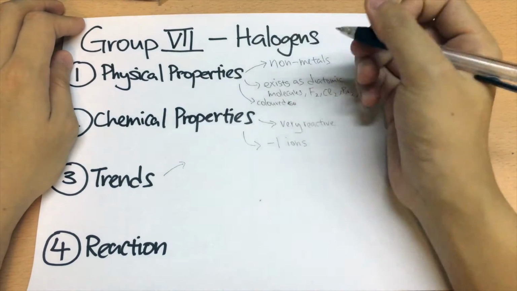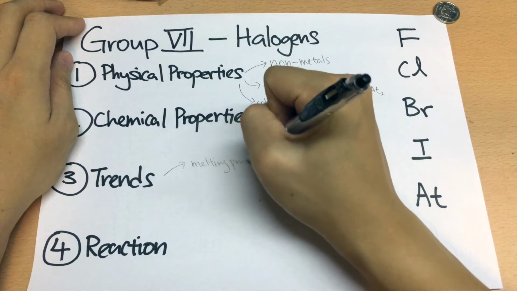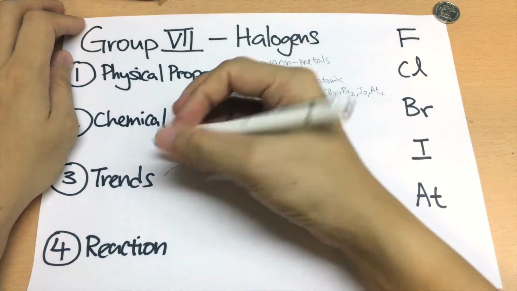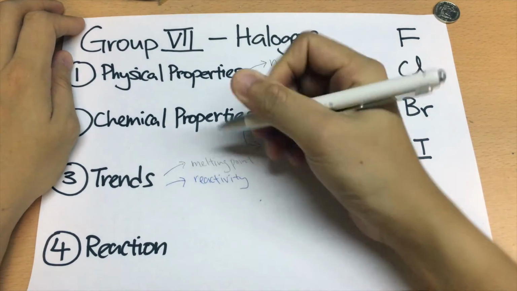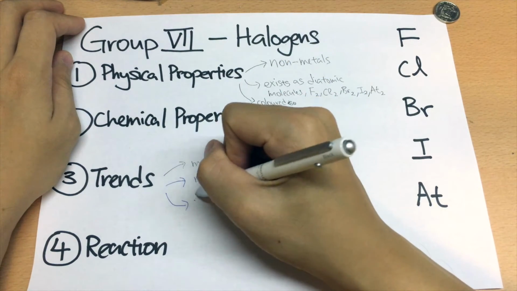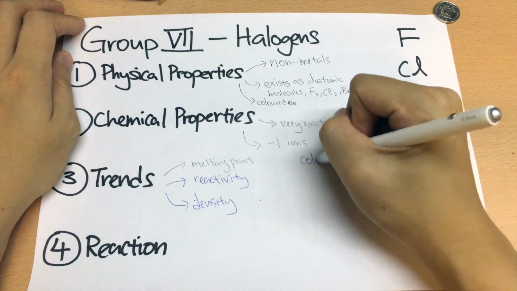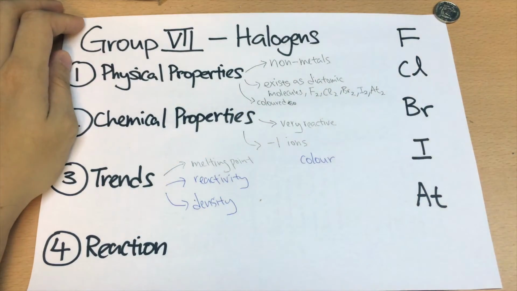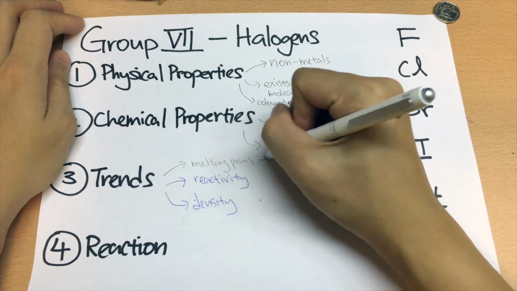It is similar to group 1, the melting point. We must also know the reactivity, the density, and for halogens, we must also know the trend of color. So for melting point, as we go down the group, the halogen's melting point increases.